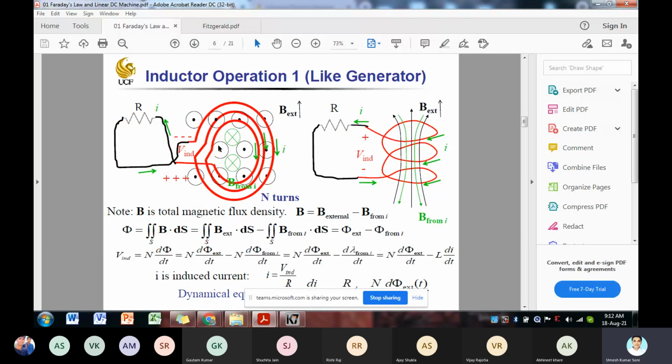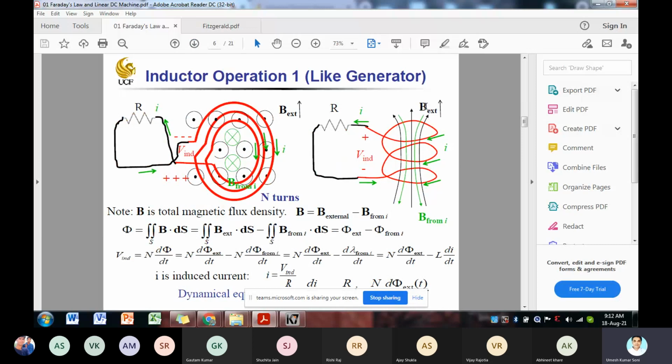So there will be induced voltage, and this resistance will provide a current. Certain resistance will provide a current in the conductor, so there will be a flux in the coil which will try to oppose this flux. Okay, so the direction of current will be decided by this flux.